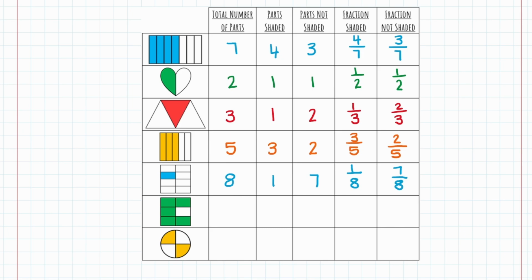Next, we have a shape divided into 6 equal parts. 5 of the parts have been colored in, while 1 part has not. This means that 5/6 of the shape is shaded, while 1/6 of the shape is unshaded.